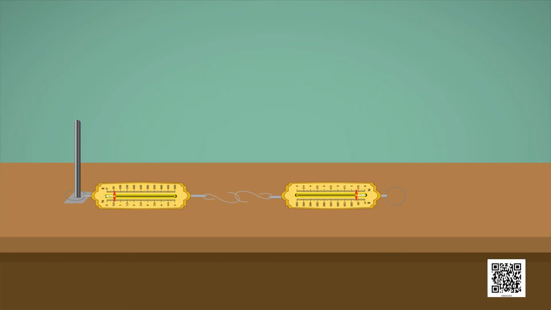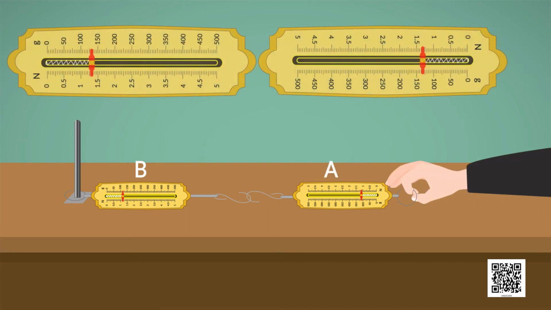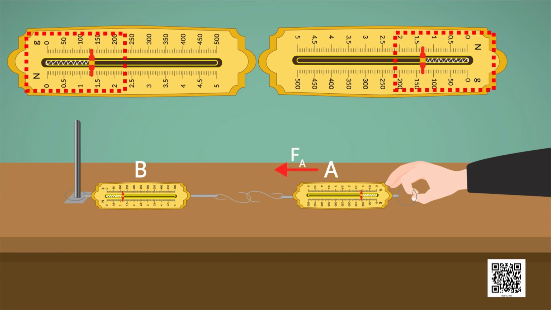Let us consider two spring balances connected together as shown. The fixed end of balance B is attached to a rigid support like a wall. When a force is applied through the free end of spring balance A, it is observed that both the spring balances show the same reading on their scales. It means that the force exerted by spring balance A on balance B is equal but opposite in direction to the force exerted by balance B on balance A. Any of these two forces can be called the action and the other the reaction.